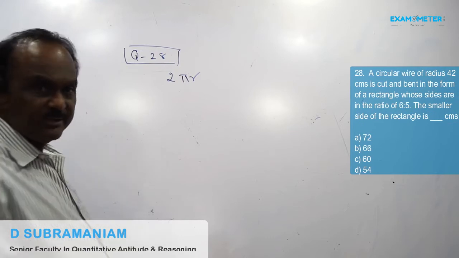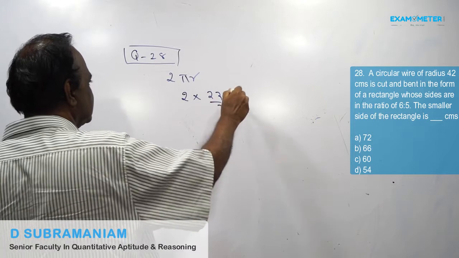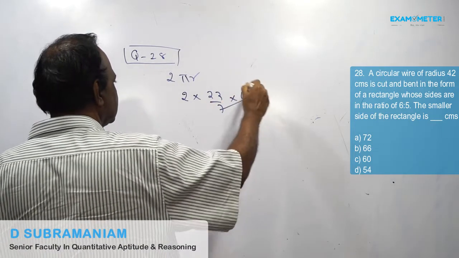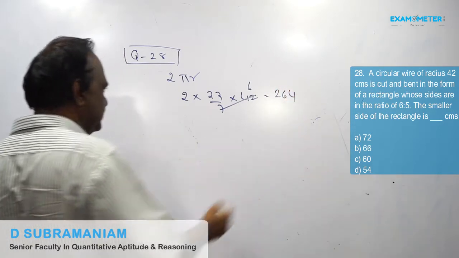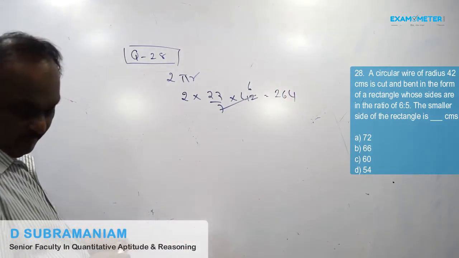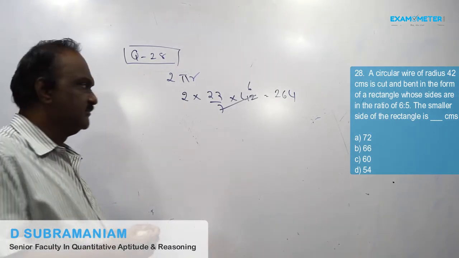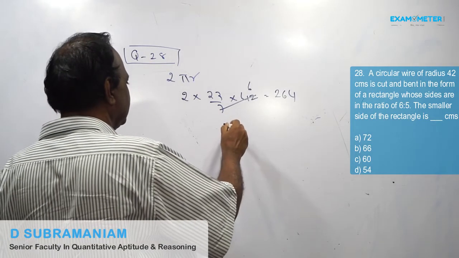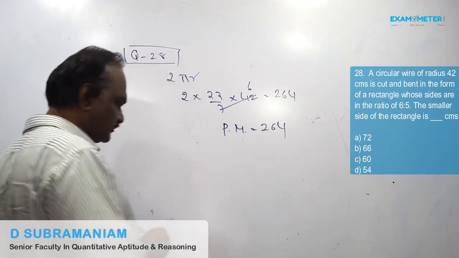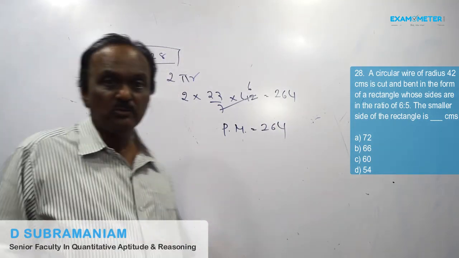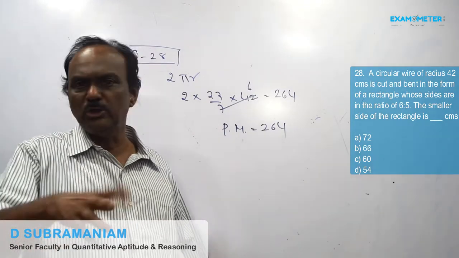Radius is given as 42. This is 264. So this is the perimeter. So perimeter is 264. What is perimeter? 2 into L plus B.